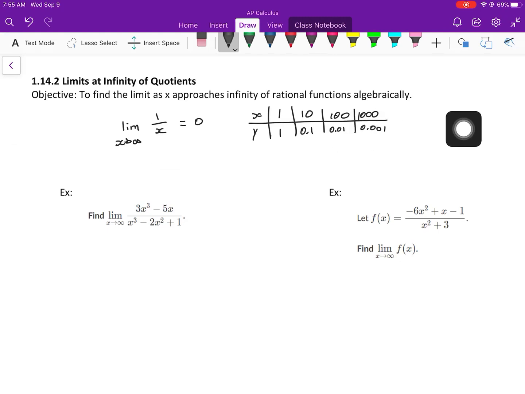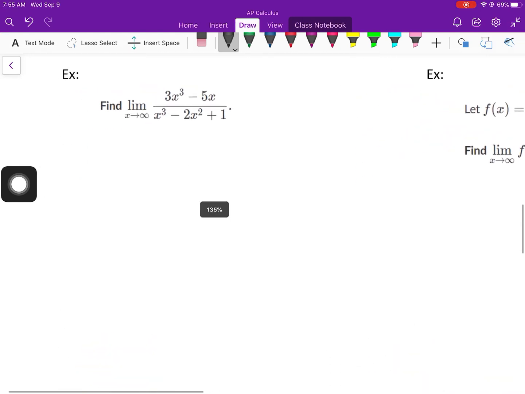And you could see as we go way out to infinity, what's this number going to be doing? It's going to get smaller and smaller and smaller, closer to 0. So the limit as x goes to infinity of 1 over x is going to be 0. Now we're going to use this idea to evaluate these limits.